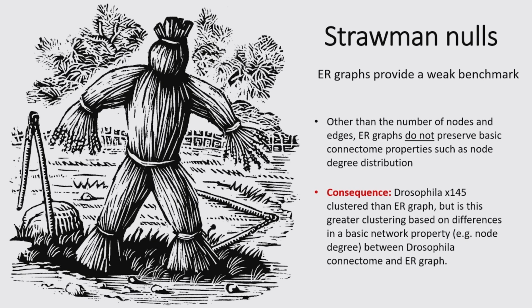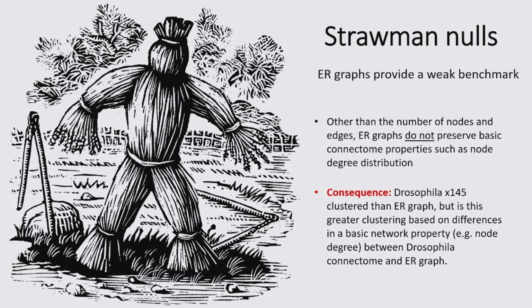So as František already raised the concept of a strawman null, using the ER graph or random networks in the field is often considered a weak benchmark. Other than the number of nodes and the number of edges, ER graphs don't preserve basic connectome properties, such as the node degree, for example. The consequence is that if we find that, for example, the Drosophila is 145 times more clustered than a random graph, it might be that this huge difference in clustering is trivially or simply due to some other measure that we haven't matched in our null network.